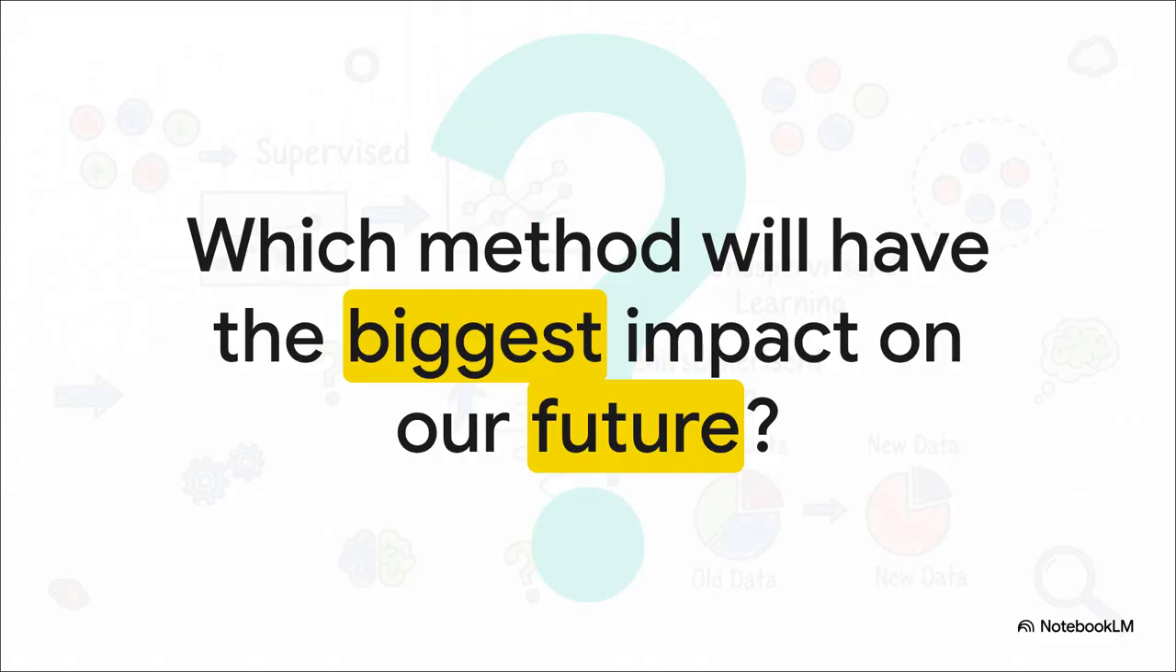Each one of these methods is incredibly powerful. But this leaves us with a really fascinating final question to chew on. As AI gets more and more woven into our lives, which type of learning is going to matter most? The predictor, the discoverer, the one that leverages what it has, or the strategist? Definitely something to think about.